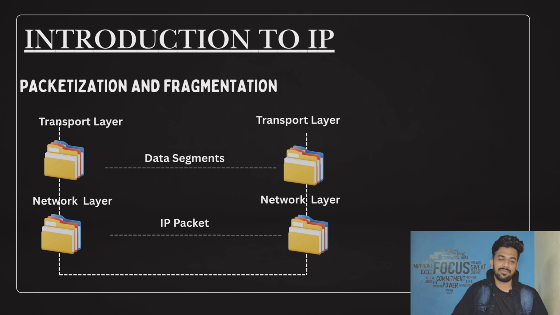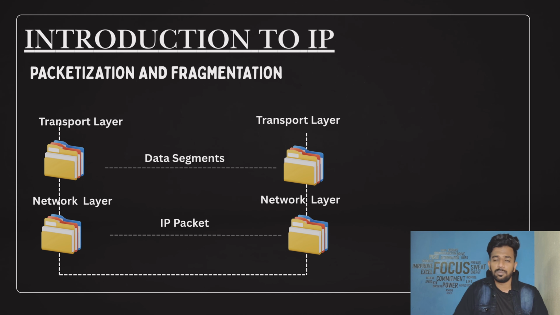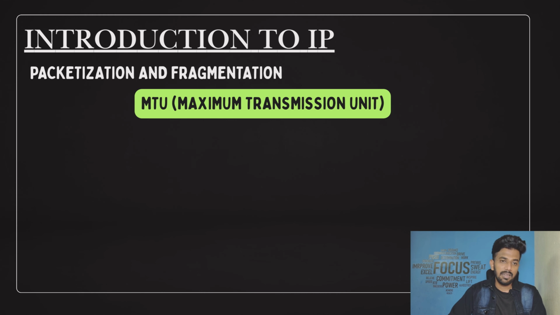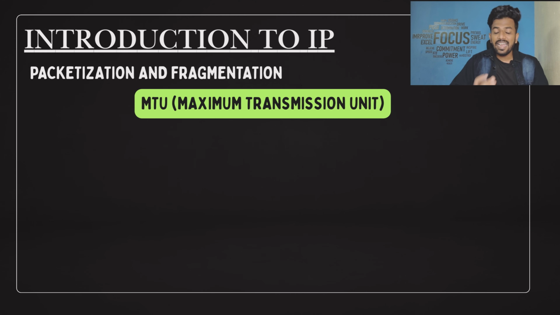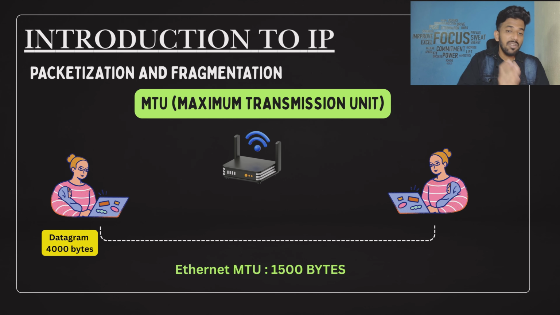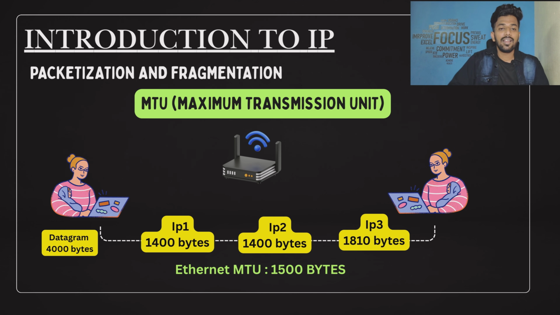You may have a question here. Since we are dividing the data into small chunks and calling them packets, does it have any size limit? Yes, it does. This particular size depends on the MTU. What is MTU? MTU stands for maximum transmission unit. Basically, it defines the maximum size of a single packet that can travel over the network link. For example, in Ethernet, your typical MTU size is 1500 bytes. If the packet is larger than the MTU, IP will fragment it into smaller packets that fit into the MTU.